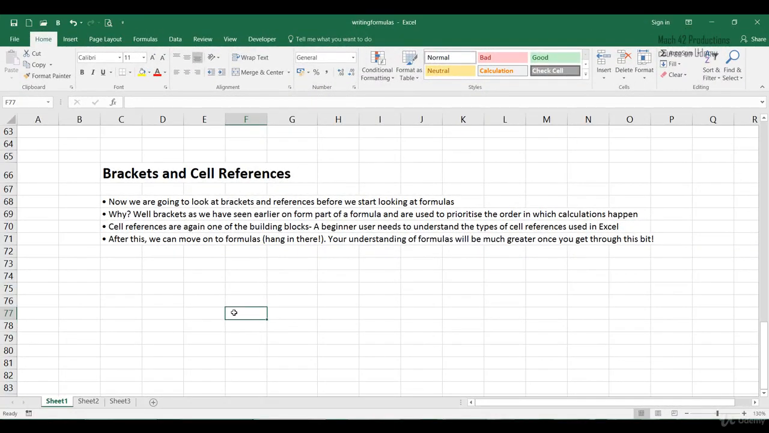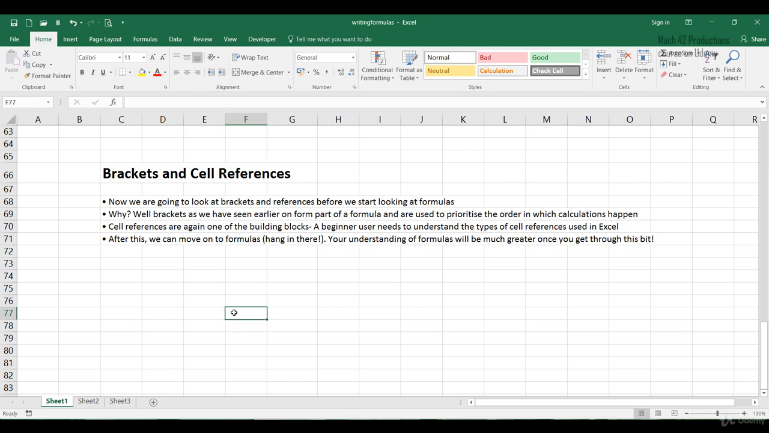Okay, so in the next two lectures, we're going to look at brackets and cell references. And then after that, we will start building formulas. Now, why are we looking at brackets and cell references before we start building formulas? Why don't we just jump straight in to building them?